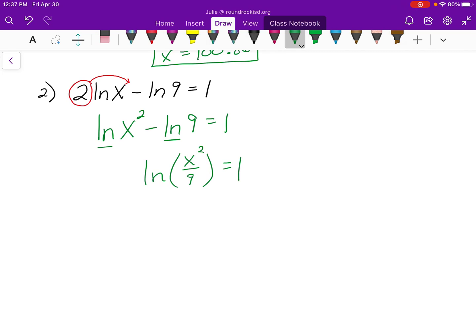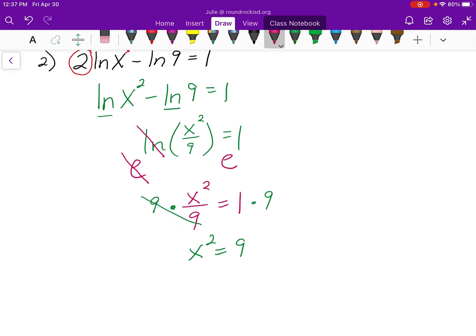Now that I have a single natural log, I'm going to take the inverse of natural log, which is base e, to both sides. And we know that base e and natural log, which is base e, cancel out. And I'm left with x squared over 9 equals 1. Now, don't freak out about the fraction. I'm just dividing by 9, and the opposite of dividing by 9 is multiplying by 9. So I'm going to multiply both sides by 9, cancel that right out, and I have x squared equals 9.